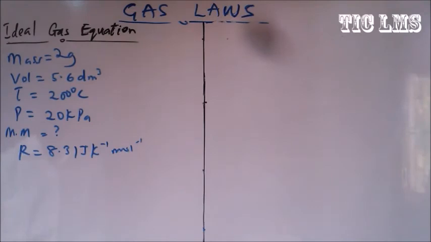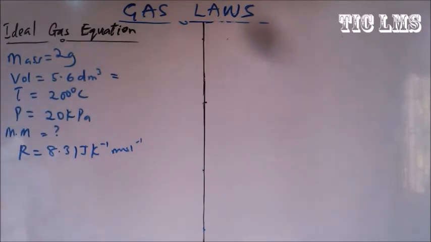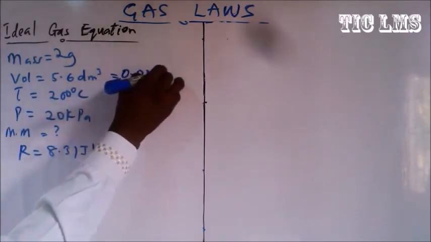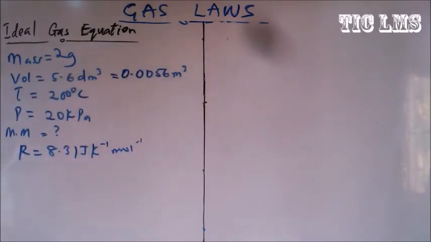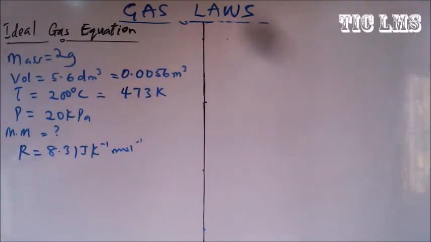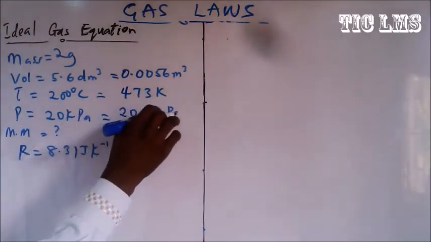So first, what we should do is let's have our units right. This 5.6 dm cubed, we'll divide it by 1000 to have 0.0056 meter cubed. That is by dividing by 1000. Next, 200 degrees Celsius is changed into Kelvin. We add 273, and that will give 473 Kelvin. And then this 20 kilopascal is now 20,000 Pascal.